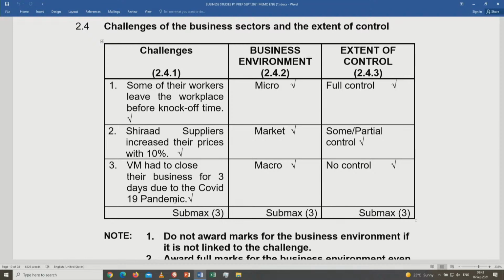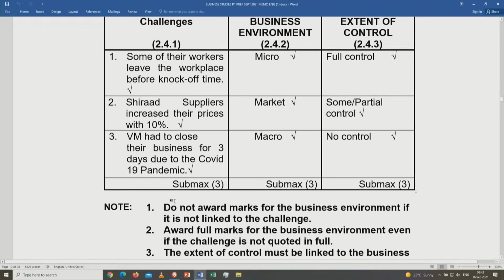And the last challenge, it's about the pandemic. It falls where? Under macro. Does the business have control over COVID? No. So the extent of control there is no control, and it's also sub-max of 3. So when you add 3 plus 3 plus 3, it gives you 9 marks. So it's important that learners get full marks when it comes to this question, because it's one of the common questions, but learners, most of the time, don't do well in this question.